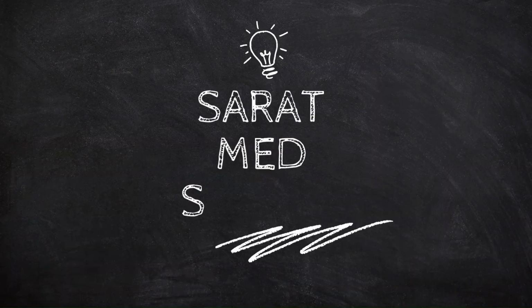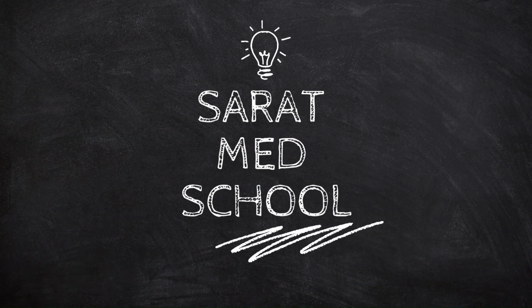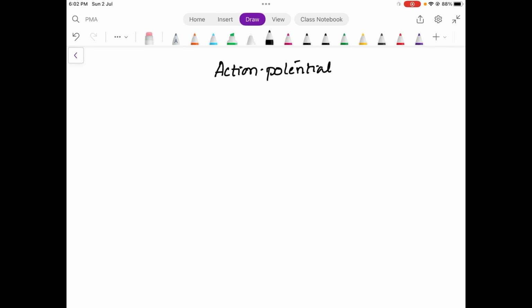In this class, we'll discuss action potential in neurons. This action potential will help in the transfer of information from one neuron to another neuron.